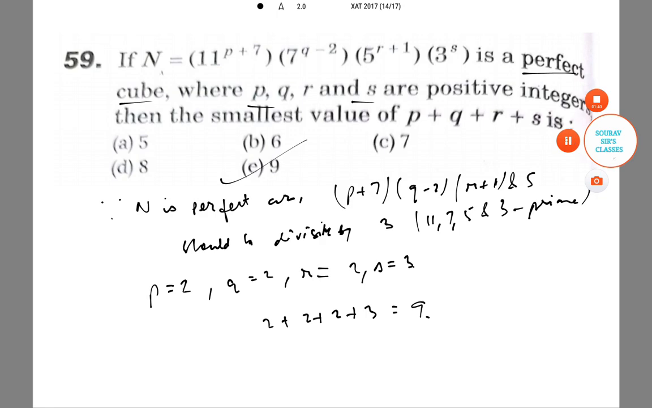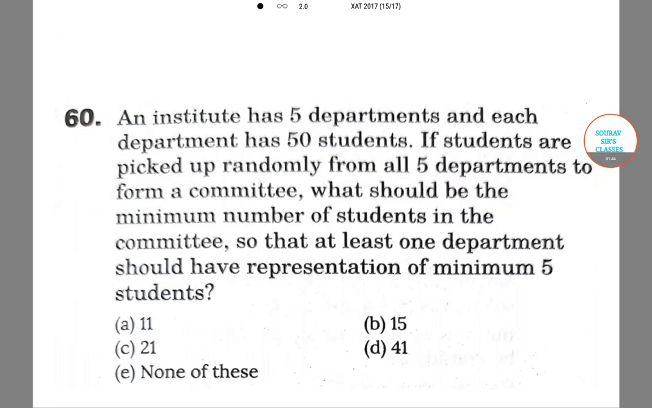The next question is, an institute has 5 departments and each department has 50 students. If students are picked up randomly from all 5 departments to form a committee, what should be the minimum number of students in the committee so that at least one department should have representation of minimum 5 students?